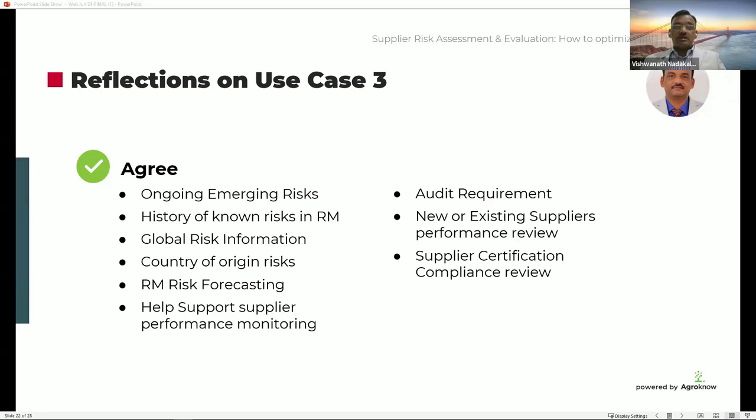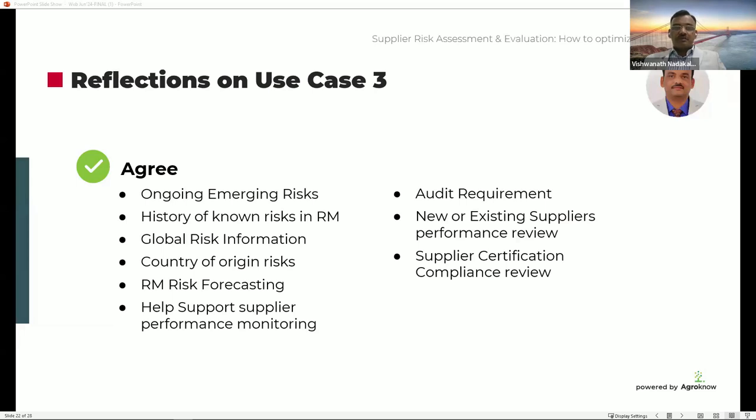Of course, these will help you determine the audit requirement, what level of audit you need to do, whether a system audit is fine, or a process audit, or an on-site audit, or what kind of audit, a surprise audit, right?